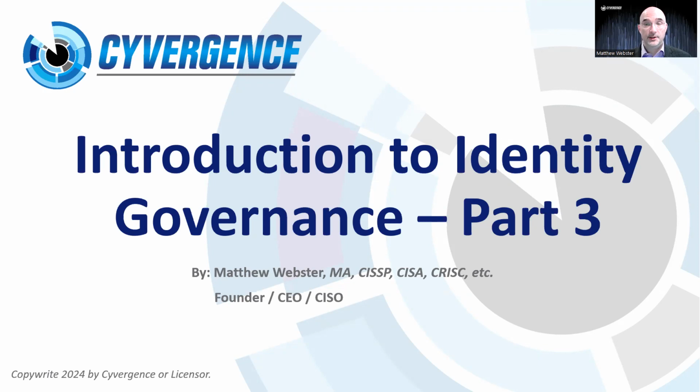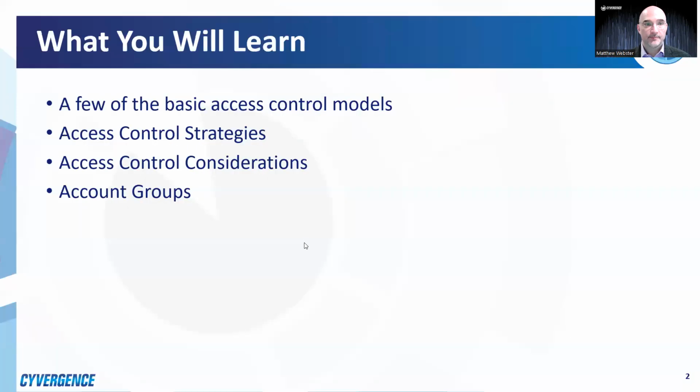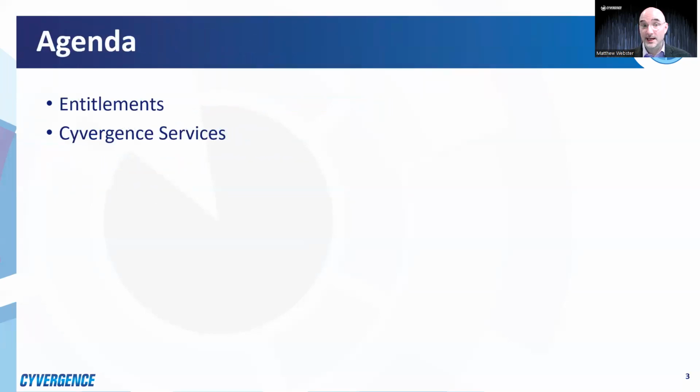Today, we're going to touch on part 3 of the introduction to identity governance. We're going to keep it pretty simple today. So what are you going to learn? We're going to touch on some of the basic access control models, touch on some of the strategies, considerations, and account groups. So that's what we're going to cover today. It's all going to be under entitlements. As you can see, we're going to look at entitlements and Cyvergence services.